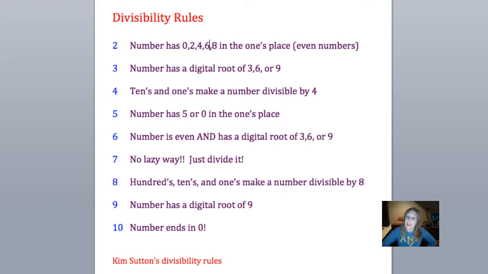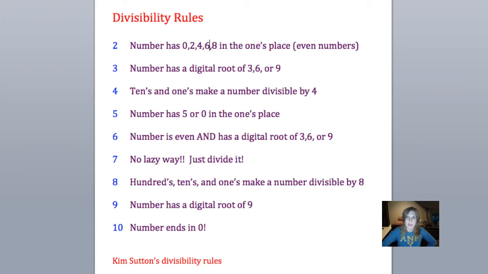To be divisible by 8, the number in the ones, the tens, and the hundreds place all together, a number within a number again, make a number divisible by 8. If it's divisible by 9, it has a digital root of 9. So all those numbers that we've been finding the digital root of 9 in multiplication, they would all be divisible by 9. If it's divisible by 10, it has to end in a 0. So we're going to use those rules. You can print them out and keep them next to you.